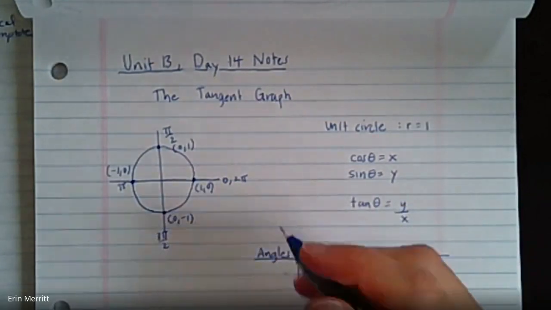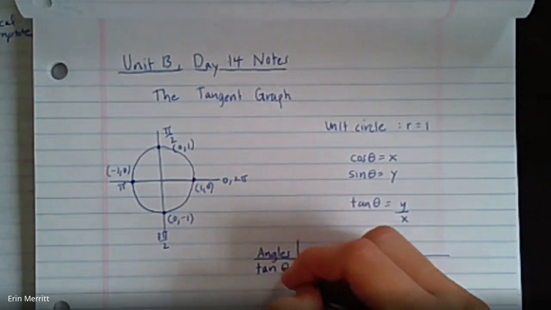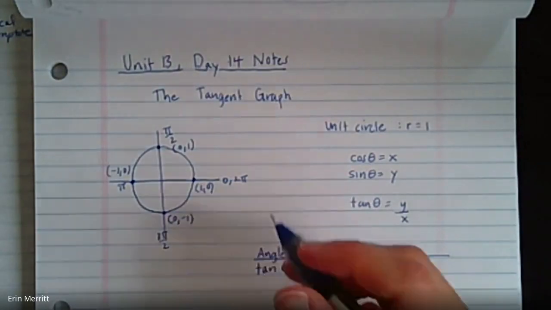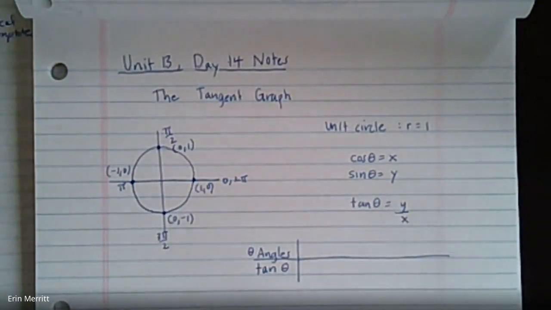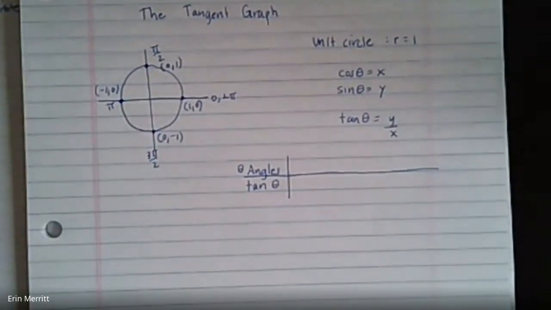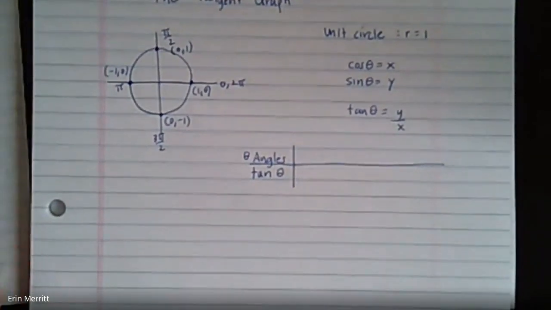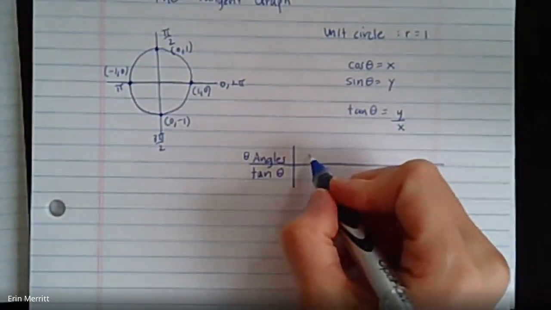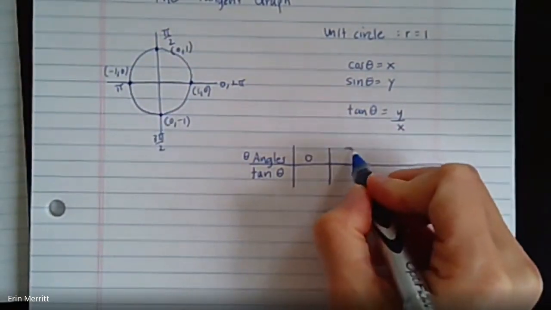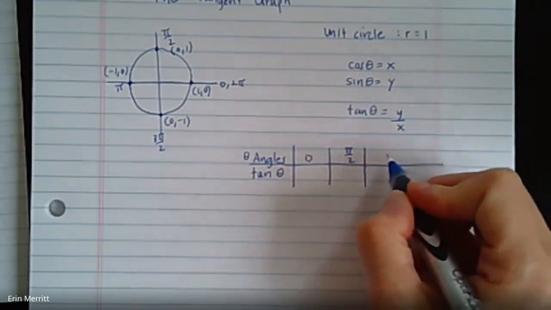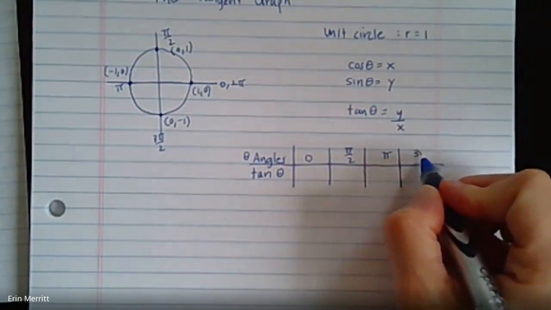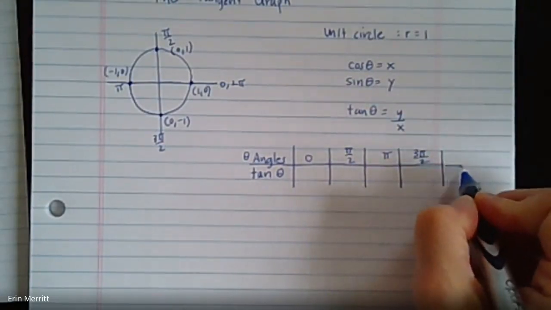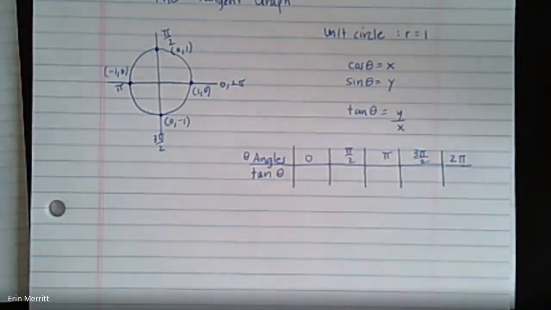So we're going to make a list of the angles. And then with it, we're going to put what is the tangent of those particular angles. So keep in mind, theta is the angle itself, right off the screen there. And then tangent of the angle is what we're looking at. So the quadrantal angles are what I want to use. So let's put 0, and then pi over 2 radians, pi radians, 3 pi over 2, and then let's go right back to 2 pi.